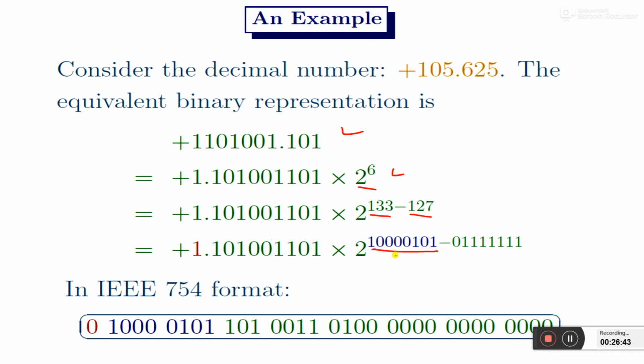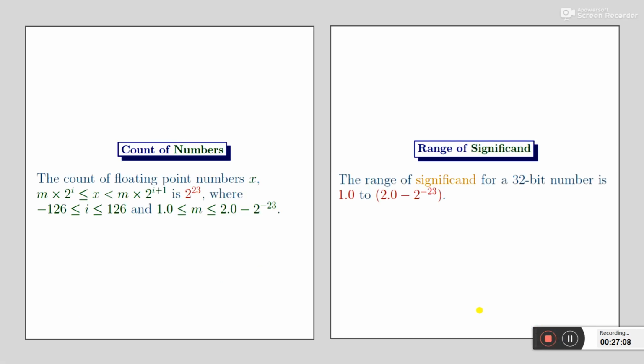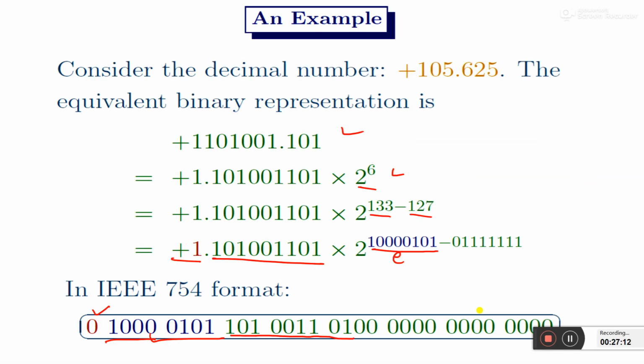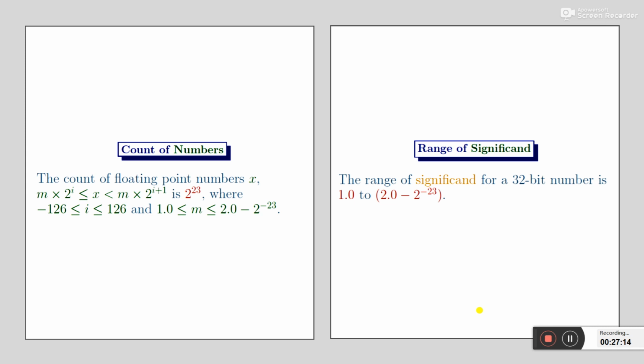This is my binary number, which is my exponent, and this exponent will be placed here. Because it is a positive number, I put 0 here, and the 8 bits of the exponent must be here. Next is my mantissa, and this mantissa should come here, 101 00 11 01, and all the other bits must be 0. That's how we can define floating point numbers.